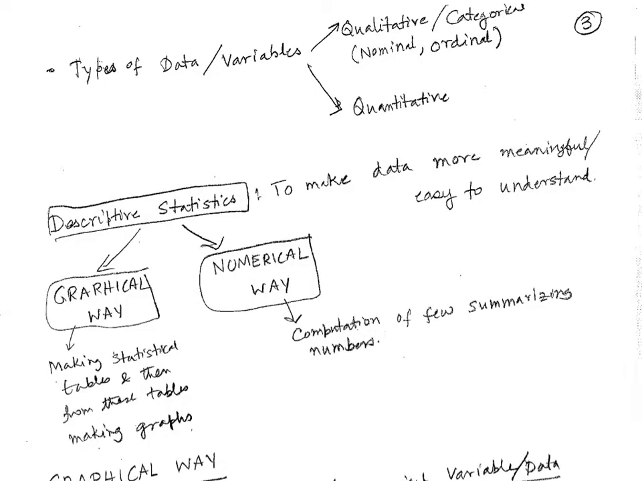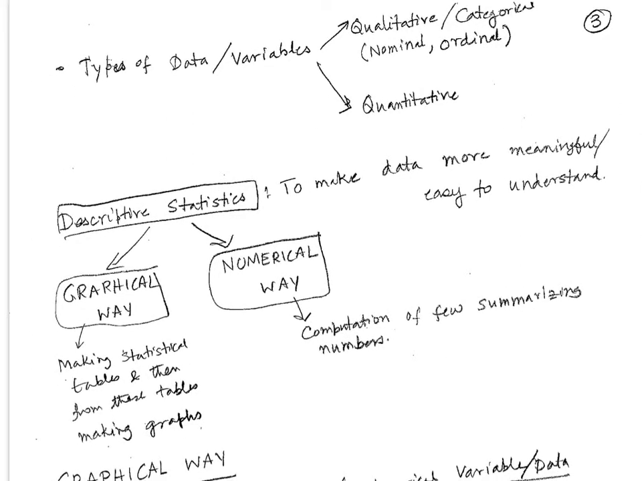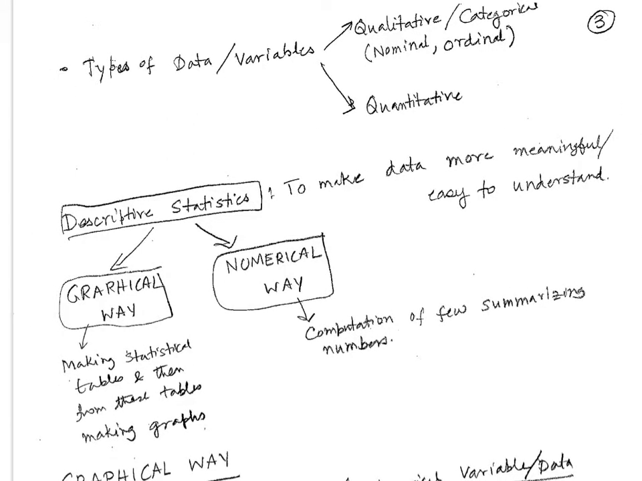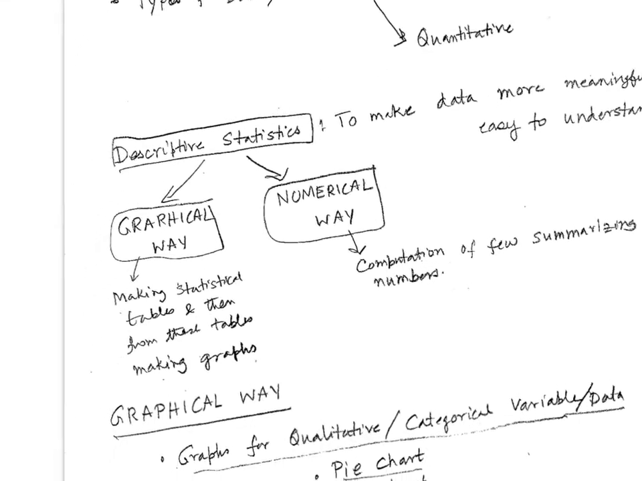Now different types of data: qualitative, quantitative, non-number and number data. Qualitative is also called categorical. You read about nominal, ordinal, names, order, important, ordinal.